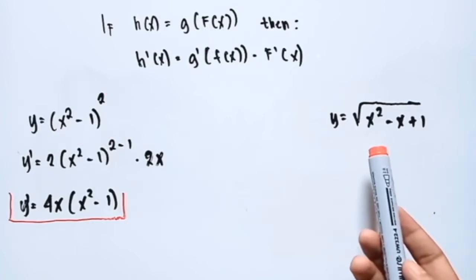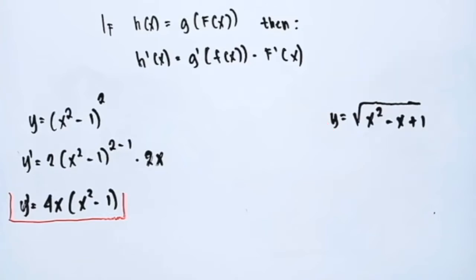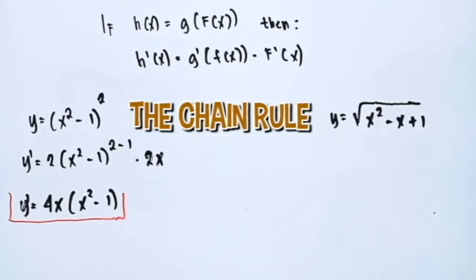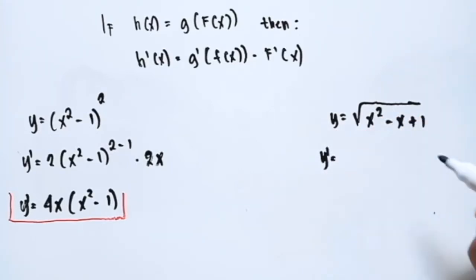Okay, let's proceed to the second example. The function is y equal to the square root of x squared minus x plus 1. So let's apply again the chain rule.